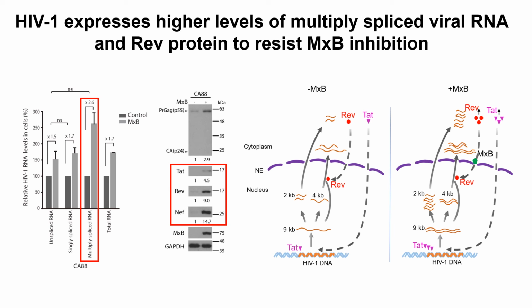When full-length viral RNA is synthesized, it undergoes multiple splicing and is delivered to the cytoplasm to produce Rev and Tat proteins. Tat comes back to the nucleus to stimulate HIV transcription, and Rev exports unspliced and singly spliced viral RNA into the cytoplasm. In the presence of MxB, Rev cannot get back to the nucleus. The retained unspliced and partially spliced viral RNA species are further spliced to produce more Rev and Tat until a high enough level of Rev is produced to overcome MxB inhibition.